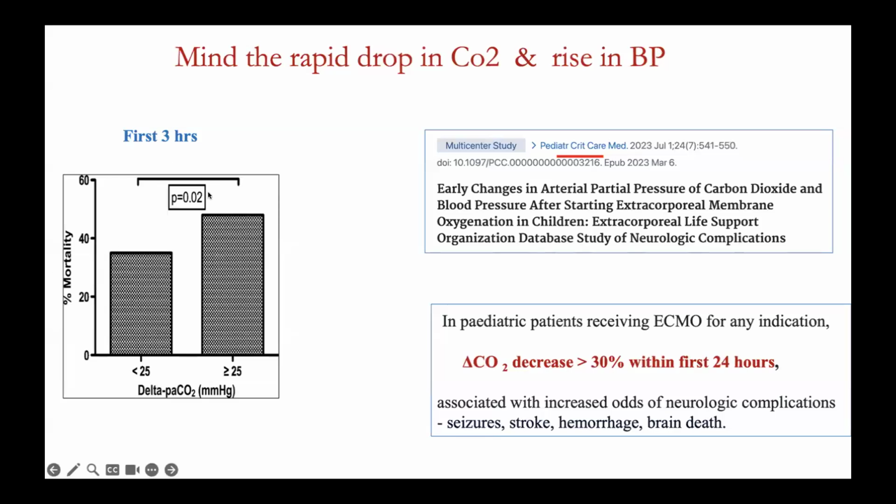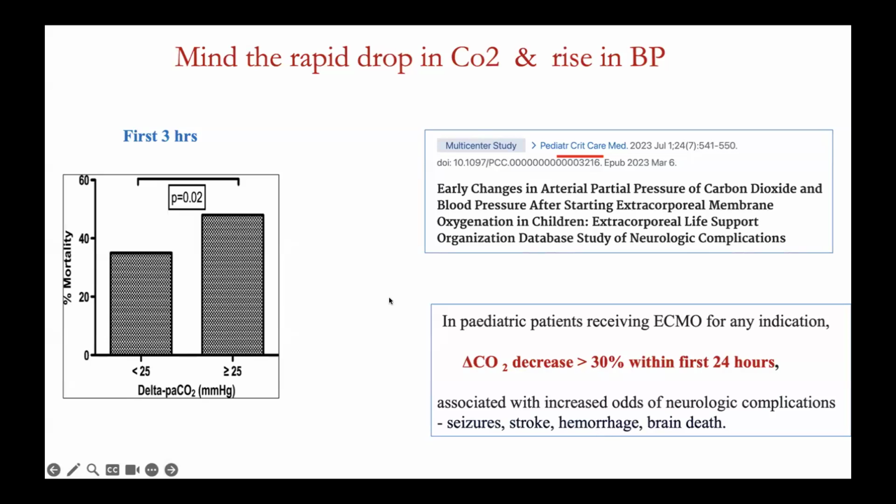So in the first 3 hours, your delta PCO2, that means your change in CO2, should not be more than 25, because that is associated with more mortality and CNS events. And in pediatric patients receiving ECMO, the delta CO2 for the first 24 hours should not be more than 30%, because then you have more CNS catastrophic events.